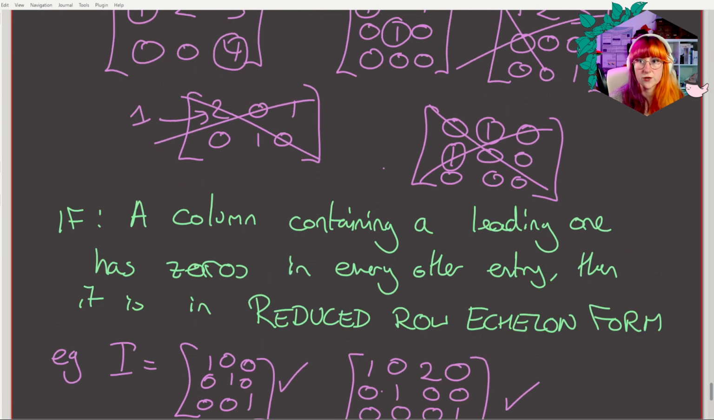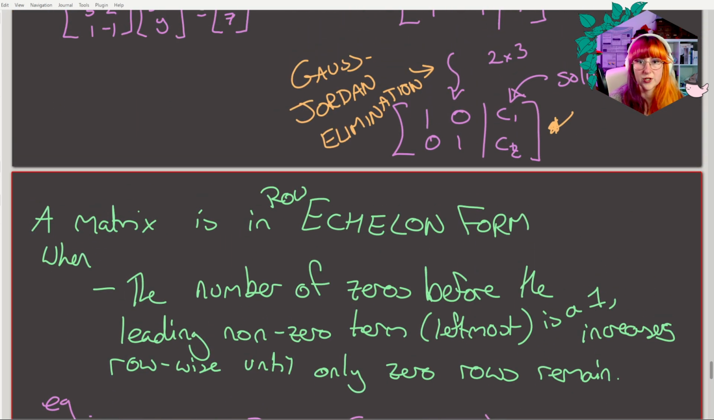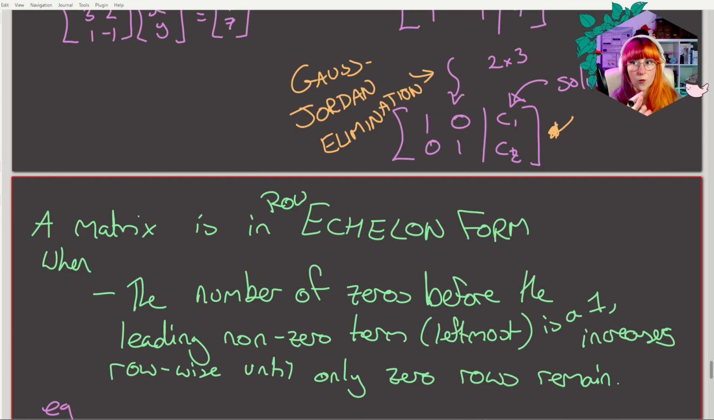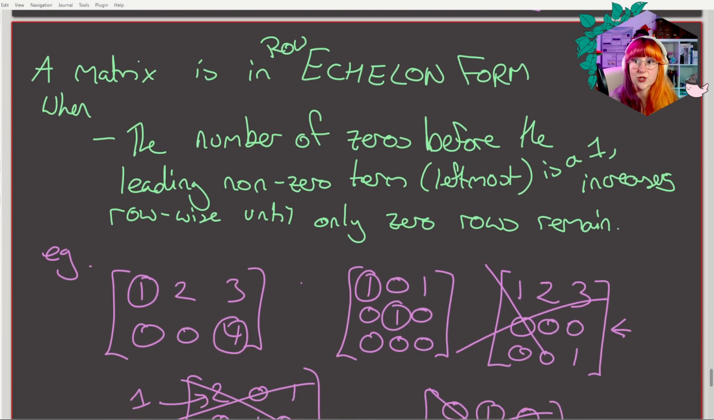So remembering our motivation, we're trying to get our left-hand side into some form that lets us do something with our variables and solve our system of equations. What we want to do is get it in reduced row echelon form.